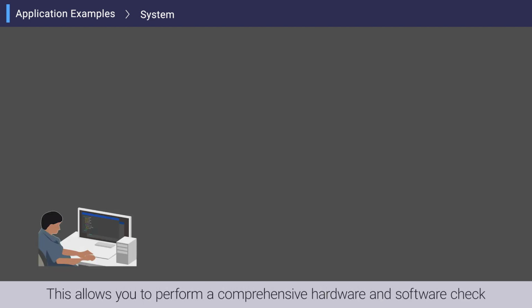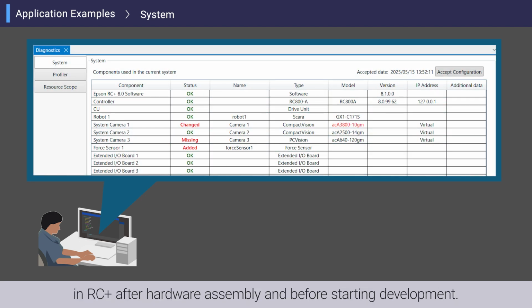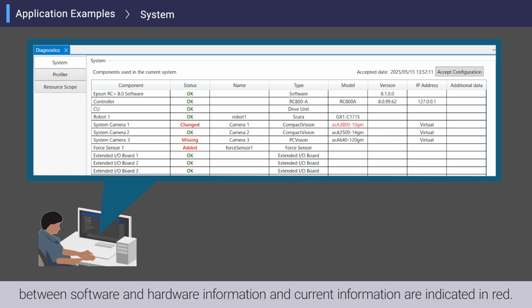This allows you to perform a comprehensive hardware and software check in RC Plus after hardware assembly and before starting development. Any discrepancies, changes, additions, deletions between software and hardware information and current information are indicated in red.